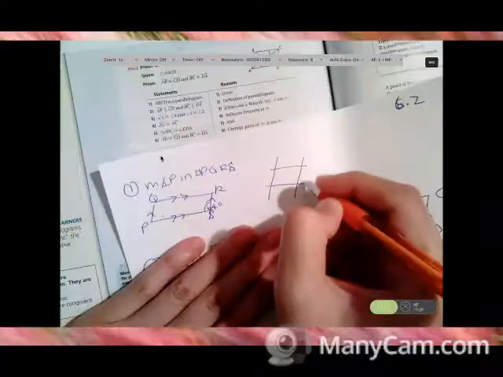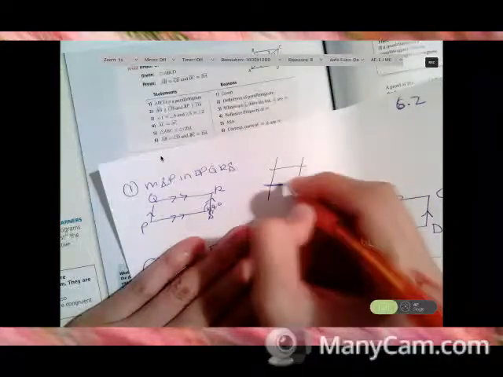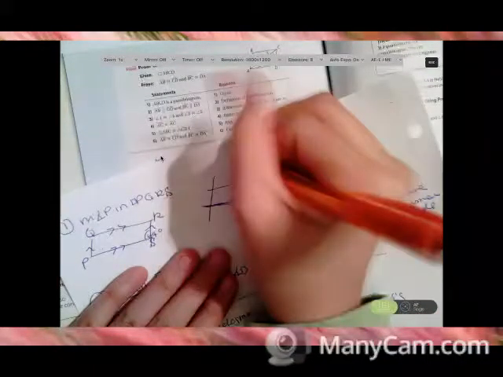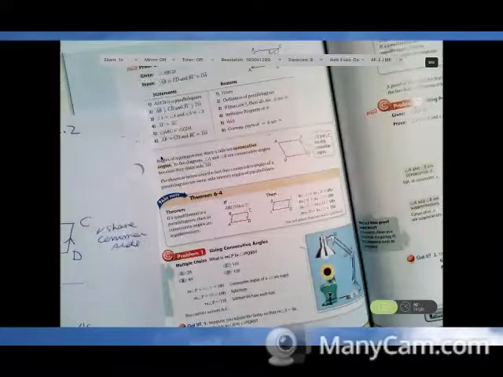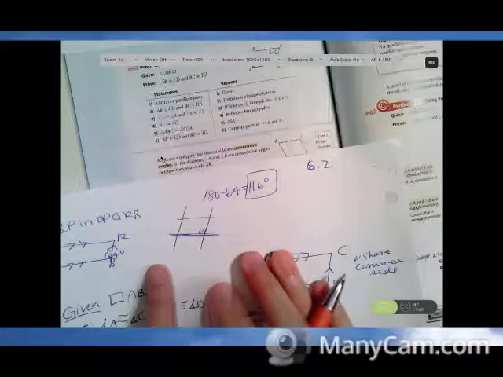Well, if these two lines are parallel, we can extend QP and SR. This is 64. These two are going to be same side interior right here. So because these are parallel and same side interior, these two are supplementary. So we're going to do 180 minus 64, which equals 116. That's what angle P equals.